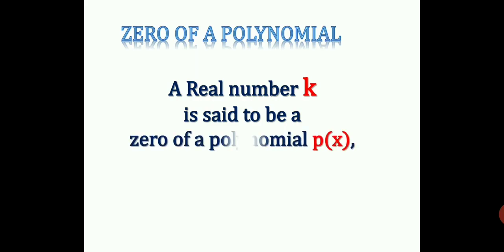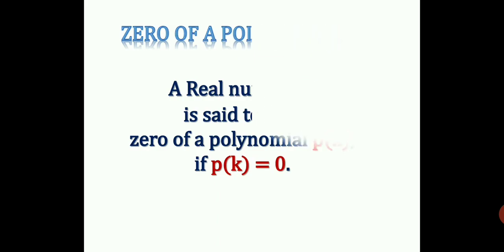What is a zero of a polynomial? It is a number which, when we put it in place of the variable in the polynomial, makes the value of the polynomial 0. Suppose we take a constant k. Then for polynomial p of x, when we put x equals k, p of k equals 0. Suppose x minus 3: which value do we put in for x? That is 3, so 3 minus 3 equals 0. Then the zero of the polynomial is 3.